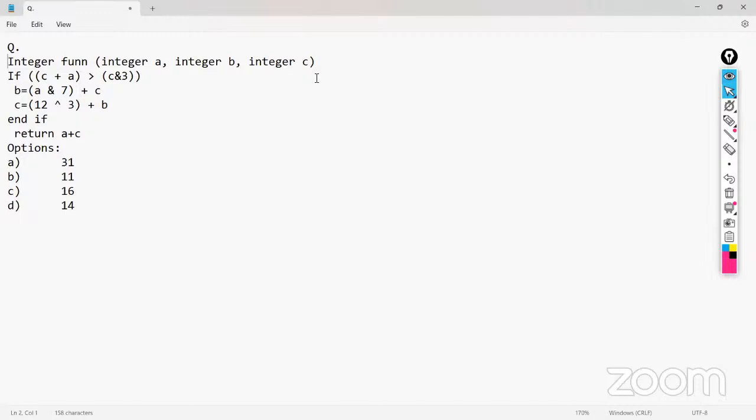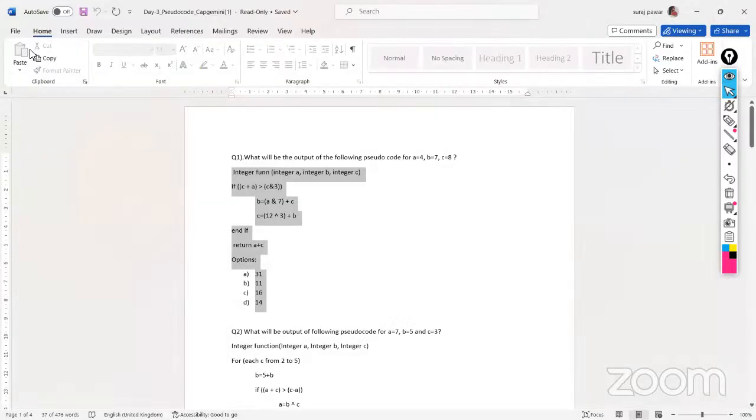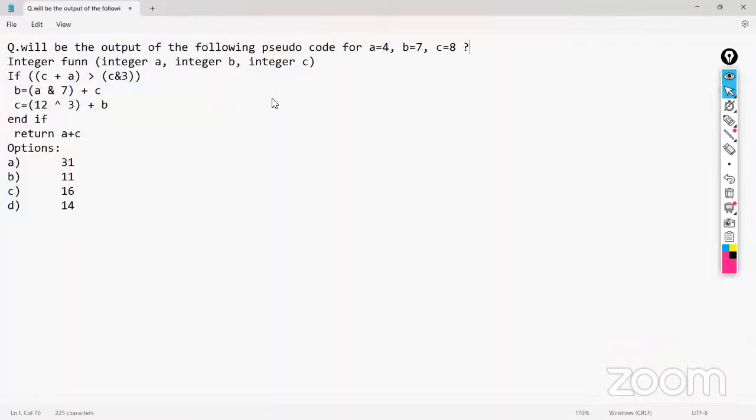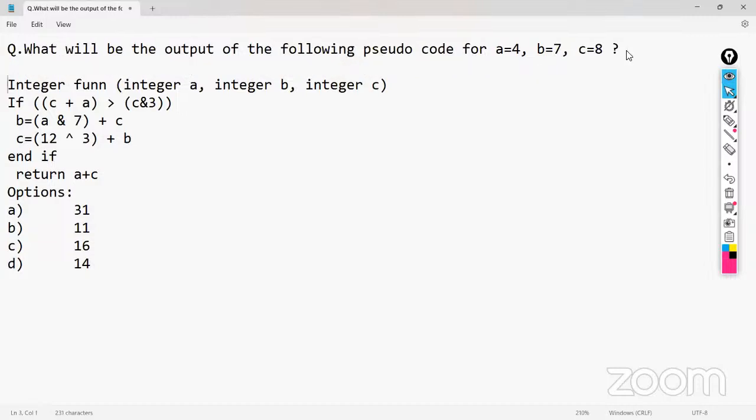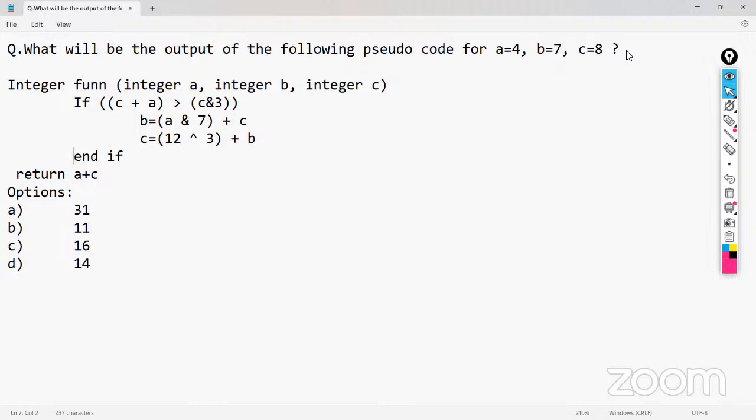Just a minute, I forgot to copy one more line. Okay, this is how the question will come. The question itself defines that. Let me arrange it properly, and it returns A plus C.